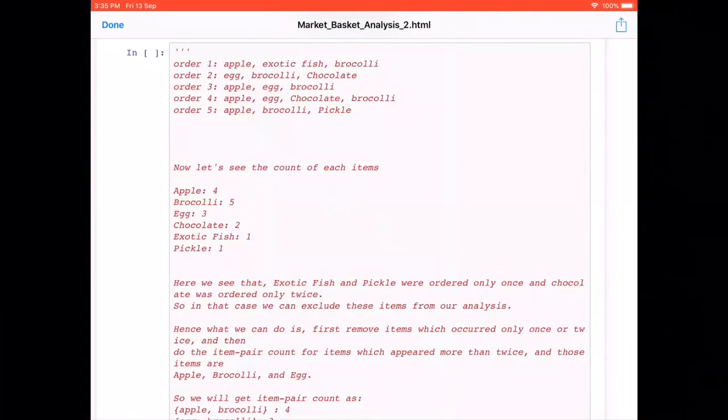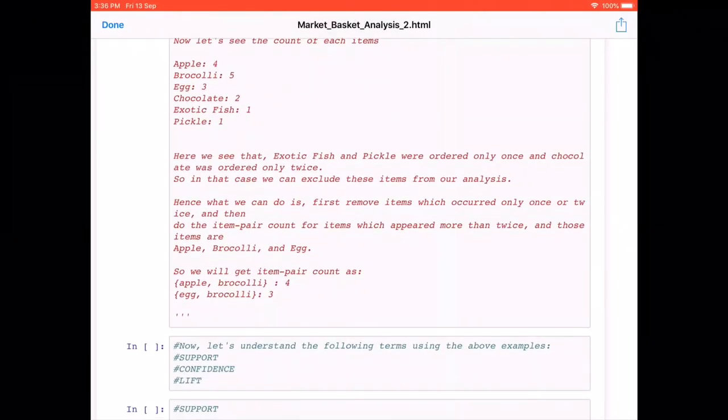In this count we can see that exotic fish and pickle appear a very limited number of times. That means they have been ordered only once in this particular example. So we can remove this kind of item which has been ordered very few times, since we don't have to do so much unnecessary analysis. Now this could also trigger another idea: we might want to recommend such a product so that we can increase upselling and cross selling. It could be interesting to recommend something new for the customers.